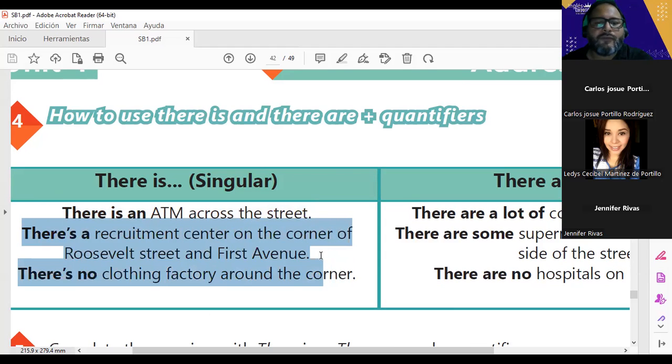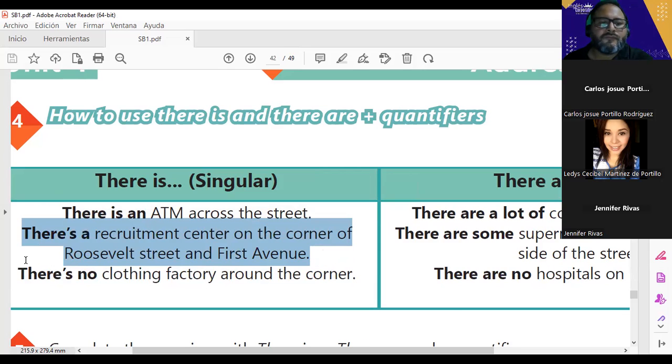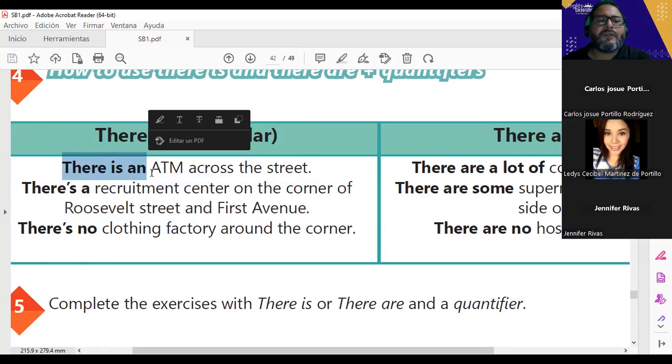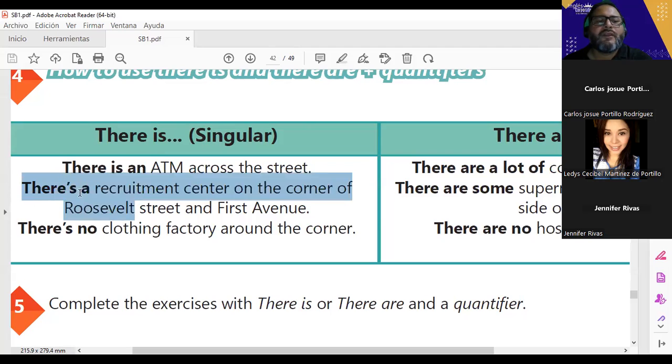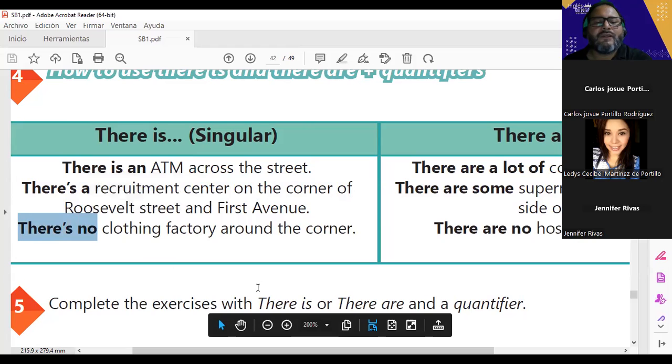Second, please. Can somebody help me to read the second one? There is a recruitment center on the corner of Roosevelt Street and First Avenue. And now we are just noticing the expression in an example, in a sentence. There is an ATM, and you see over here it is contracted. It's the same as there is, but over here it is contracted. There's a recruitment center. And we have it over here in the negative form: there's no, or there isn't.